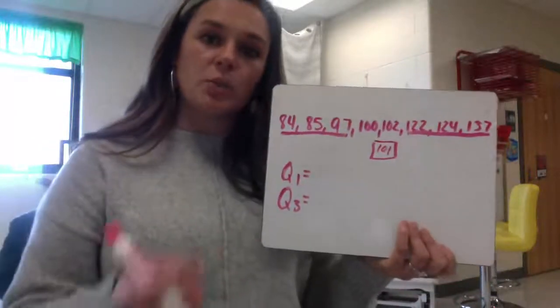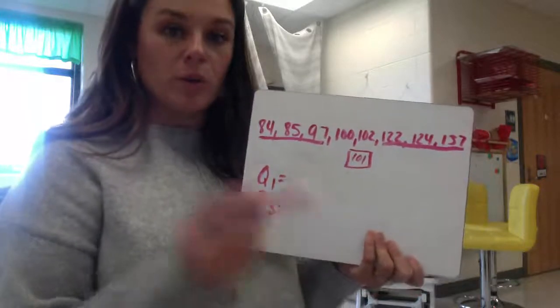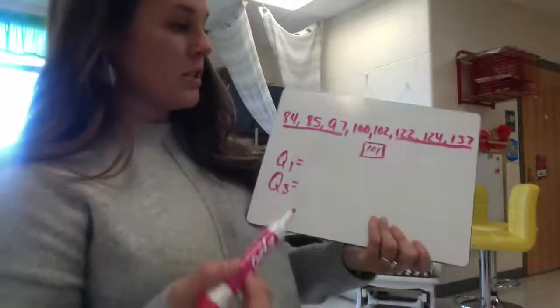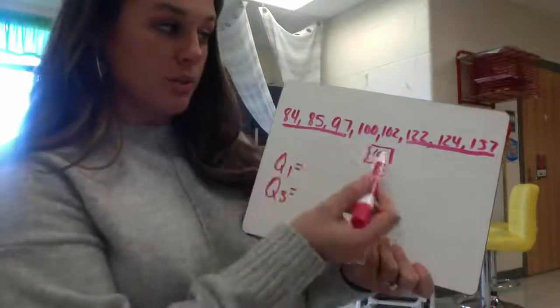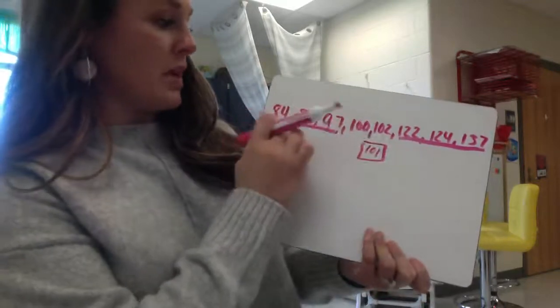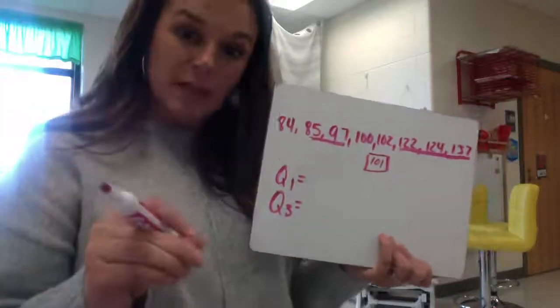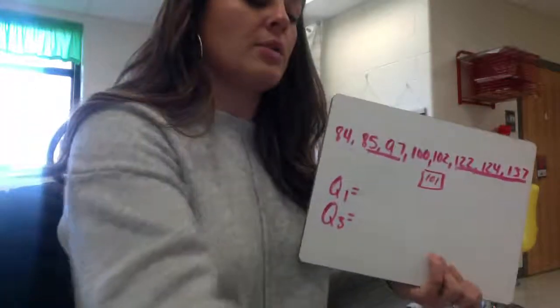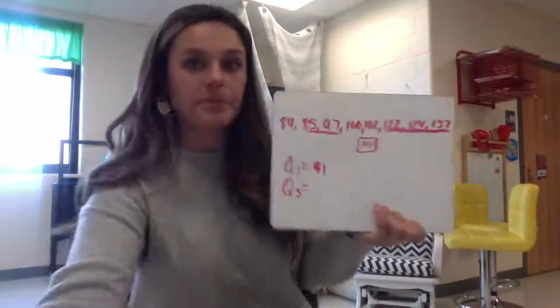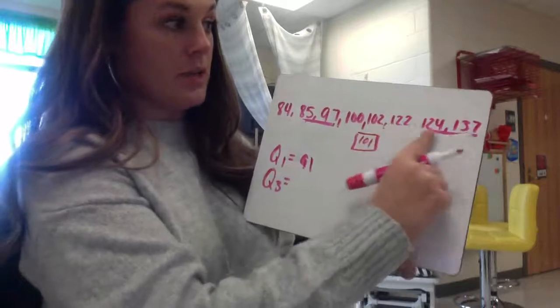Okay, once you find your median, the next step is to find Q1 or quartile 1. The way you do that is you don't start with the median, but you find the median of the lower half. That would be between 85 and 97. To find the median of those two, you have to add them together and divide by 2. I went ahead and did that, and it is 91. So Q1 is 91.